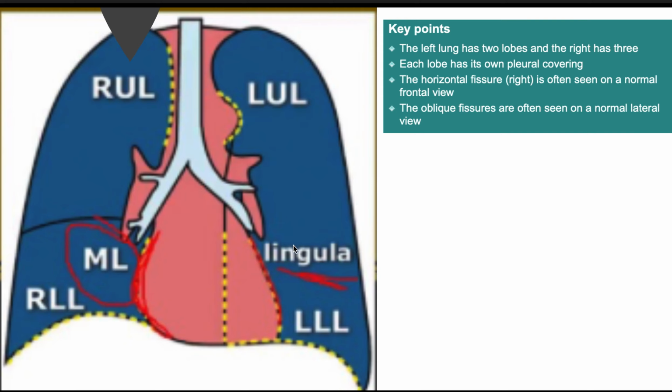And then the left upper lobe, the lingula, which is basically the area that surrounds the left border of the left ventricle, while the middle lobe surrounds the right border. So anything that's close to the right border is known as the middle lobe, and the area by the left ventricle is known as the lingula, and more towards the end is the left lower lobe.